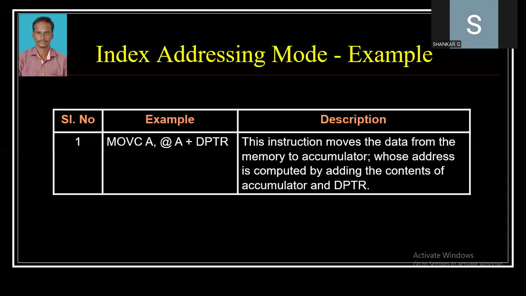The example is given: MOVC A, @A+DPTR. This instruction moves the data from the memory to the accumulator, whose address is computed by adding the content of the accumulator and the data pointer.